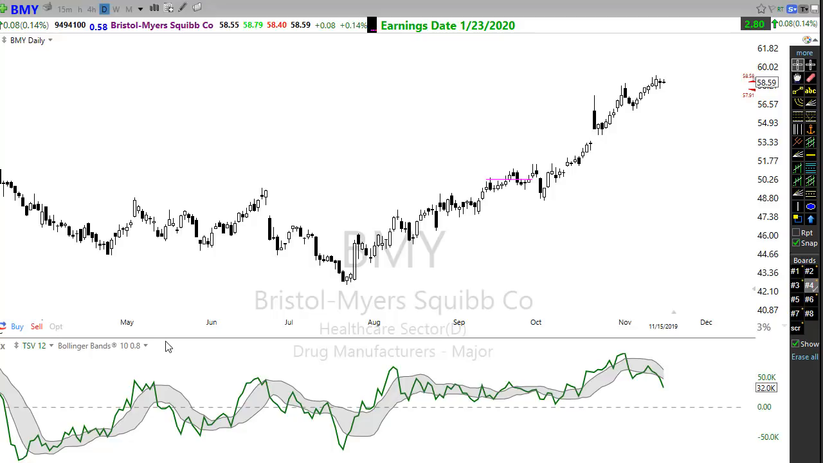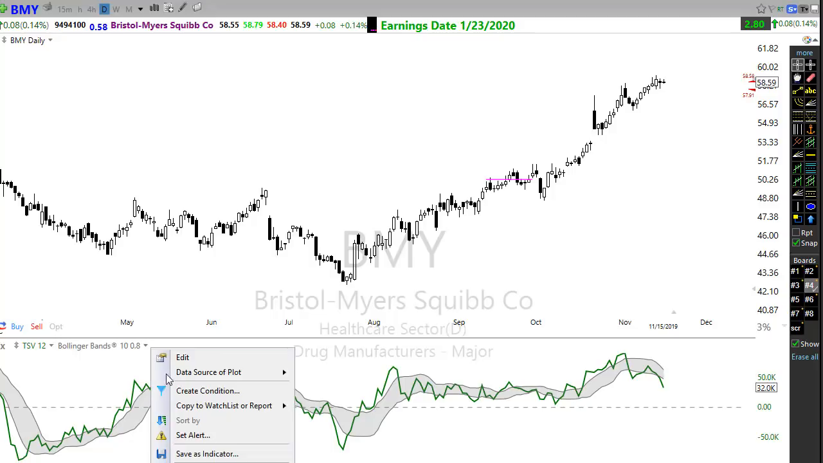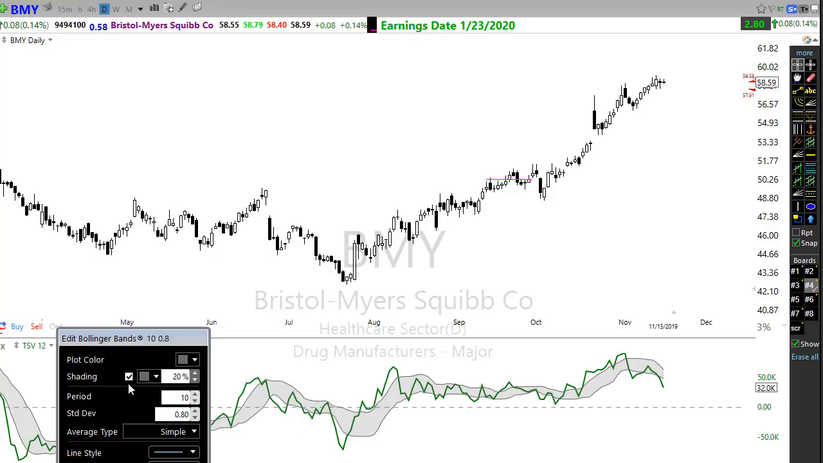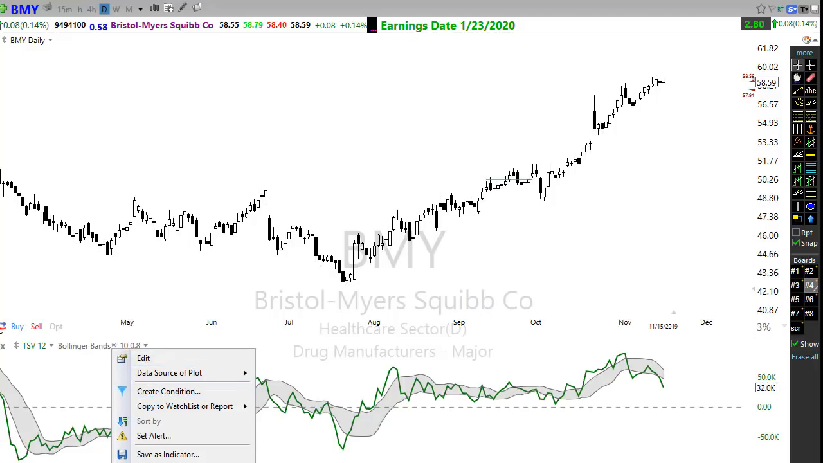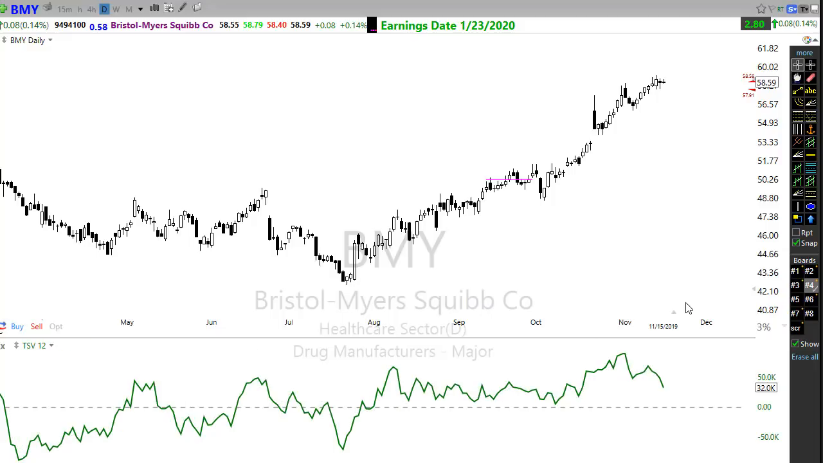The first one I want to talk about here today is time segmented volume. Now, you can do a lot of different things with TSV. As you can see, I've got a TSV inside a Bollinger Band, a 10-8 Bollinger Band. But let me explain TSV here. Let's get rid of that, just remove that altogether.